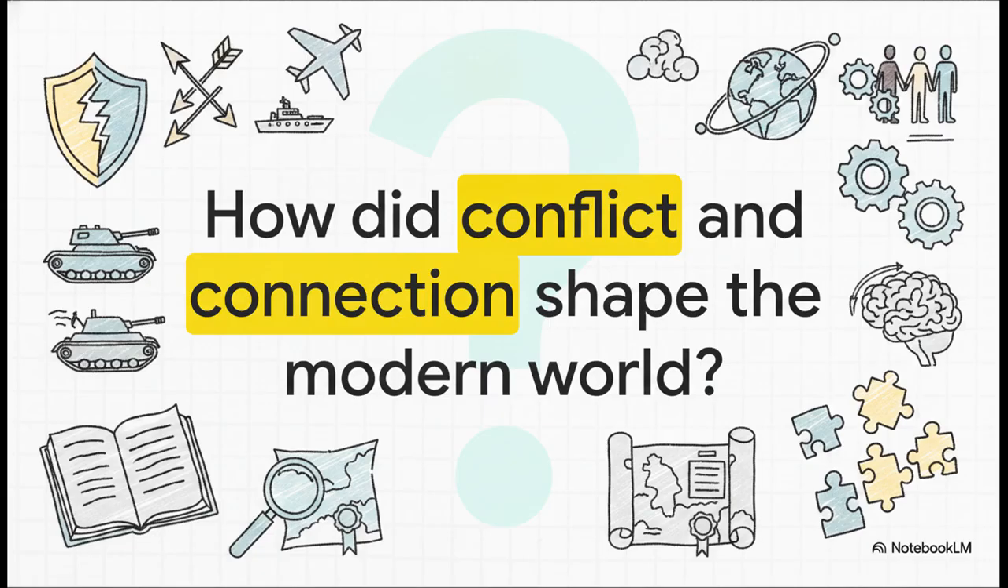How did conflict and connection shape the modern world? Over the next few months, every single primary source you read, every map you study, and every document you analyze is essentially a clue. And they're all meant to help you answer this very specific question. You're going to evaluate how nations fighting each other, while simultaneously becoming way more economically and culturally connected, literally forge the world we live in today.